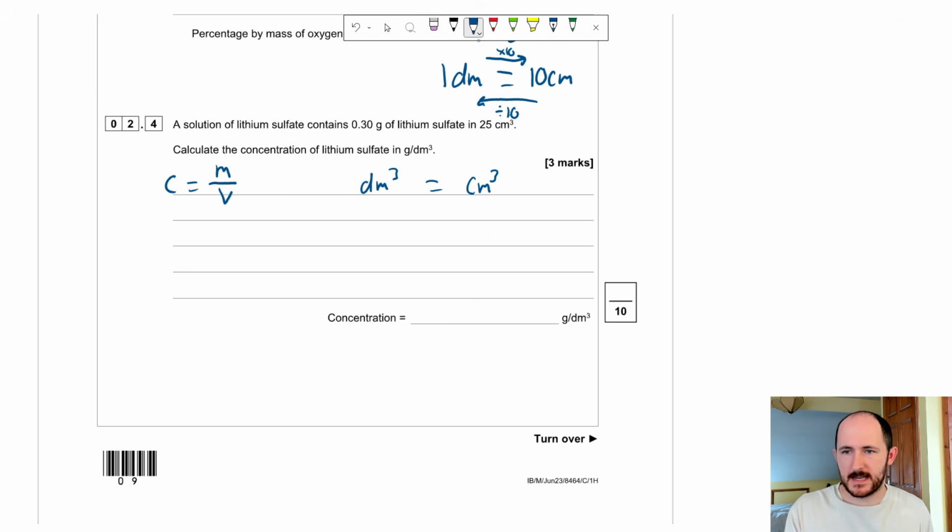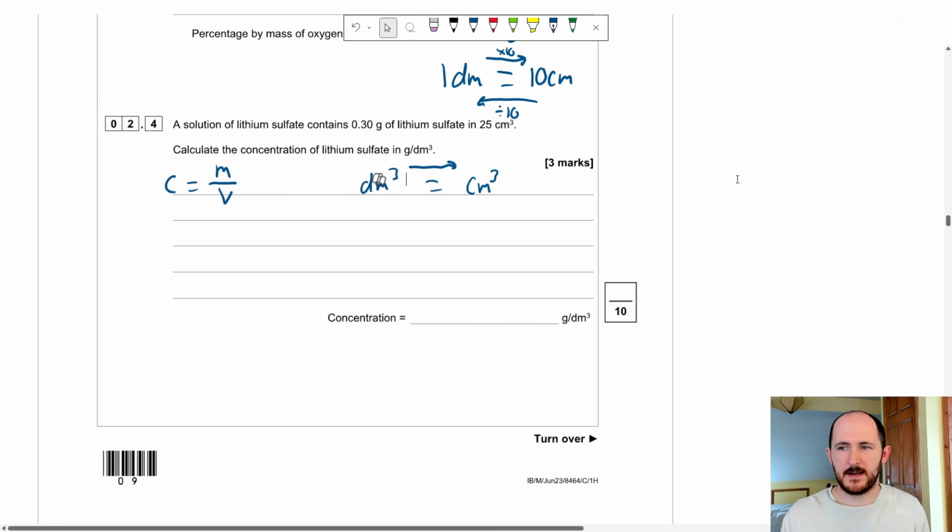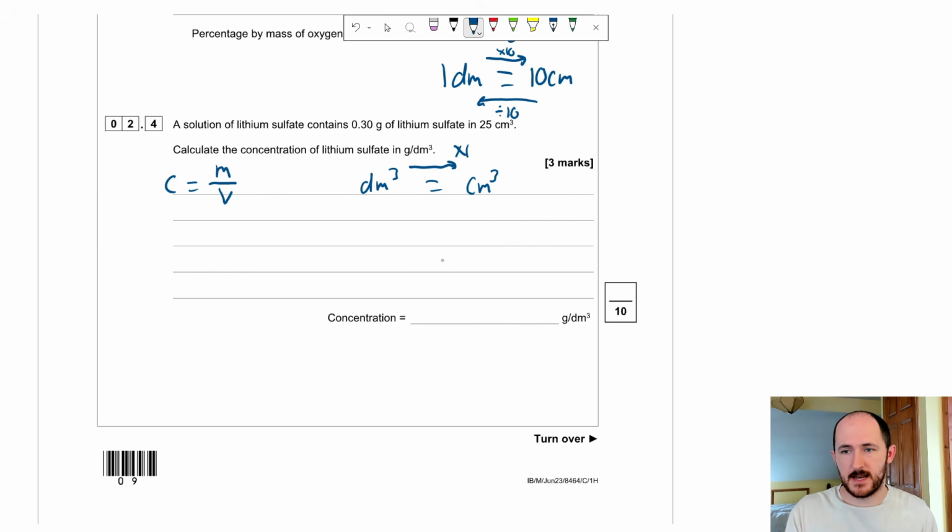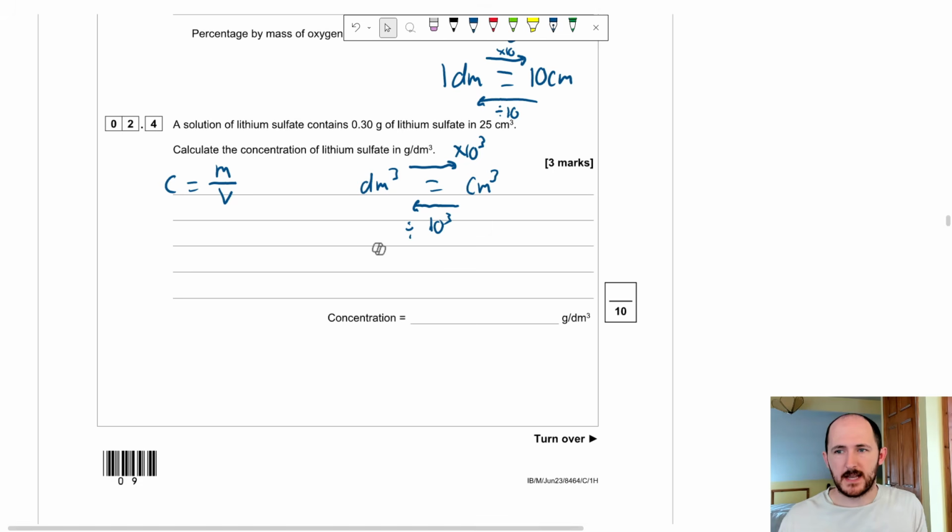To go from decimeters to centimeters, we times by 10. But if you notice, we have decimeters cubed to centimeters cubed, which means we times by 10 cubed. And that means to go from centimeters cubed to decimeter cubed, we divide by 10 cubed. So a lot of students try and memorize all the different conversions, like, oh, times by 1,000, times by 10,000, or divide by the whatever. You don't need to worry about that. Instead, decimeter to centimeter, just remember that one. That's times by 10. So if it's decimeter cubed to centimeter cubed, you times by 10 cubed. If it's decimeter squared to centimeter squared, you times by 10 squared. You don't need to memorize all the different conversions.